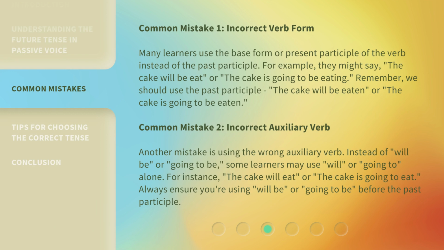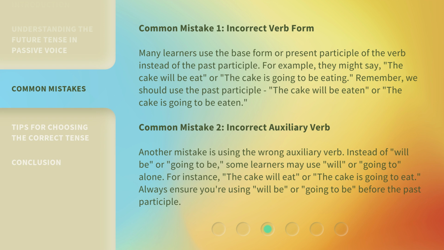Common mistake 1. Incorrect verb form. Many learners use the base form or present participle of the verb instead of the past participle. For example, they might say, the cake will be eat, or the cake is going to be eating. Remember, we should use the past participle: the cake will be eaten, or the cake is going to be eaten.